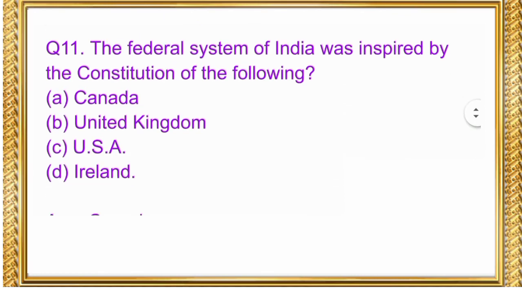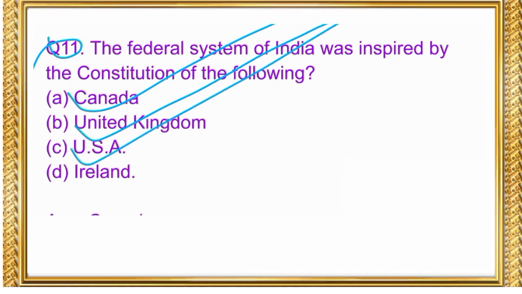Next question is question number 11, telling that the federal system of India was inspired by the constitution of the following. Option A is given Canada, B is given United Kingdom, C is given USA, and D is given Ireland. Correct option A, Canada.